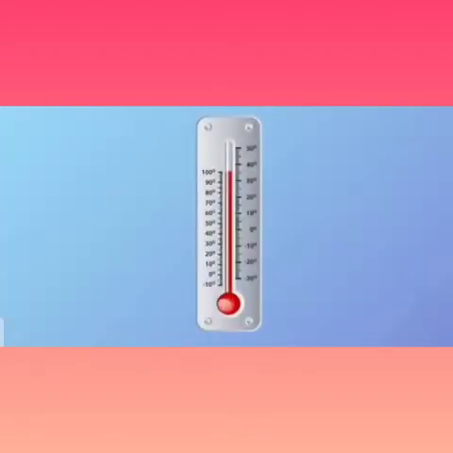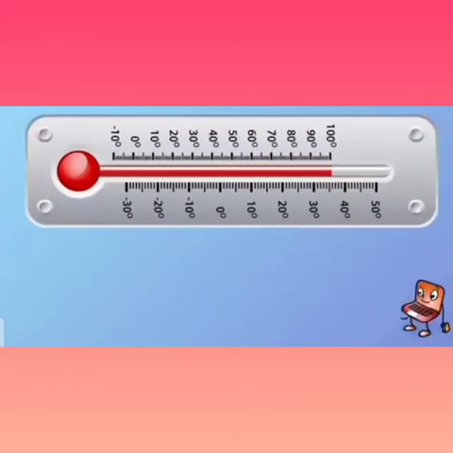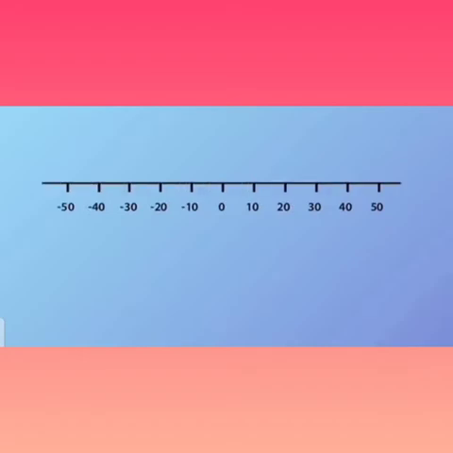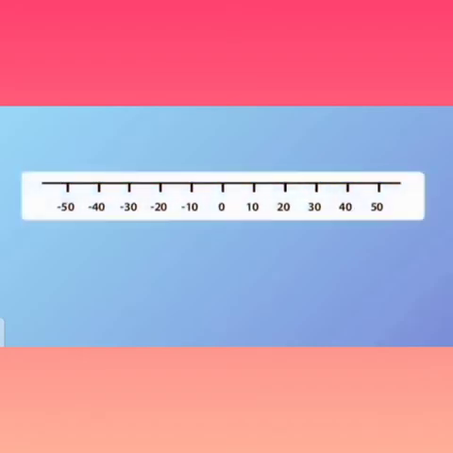Let us turn the Celsius thermometer sideways. Does it resemble something that you know? This looks like a number line. Do you observe any pattern here? The numbers at the bottom of the thermometer are smaller than those above them. Numbers on a number line that are on the left are smaller than numbers to the right of them.